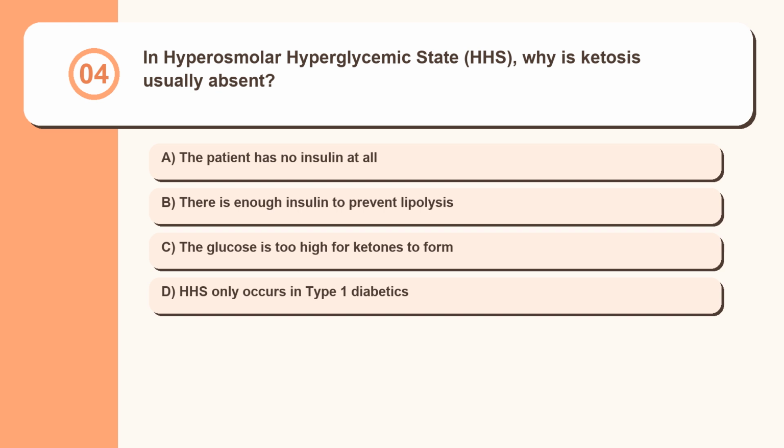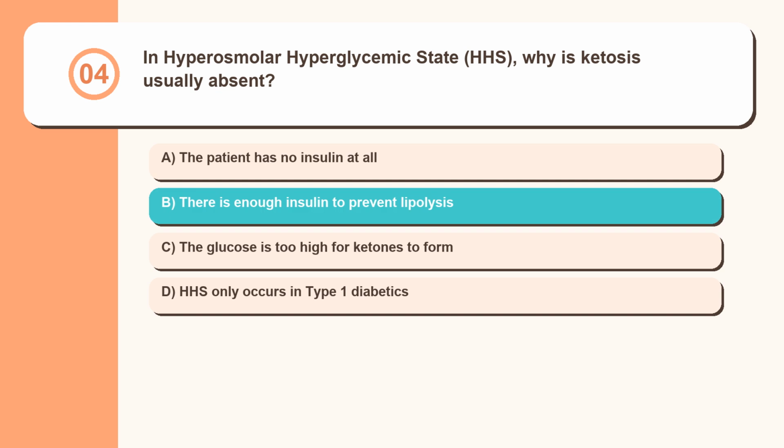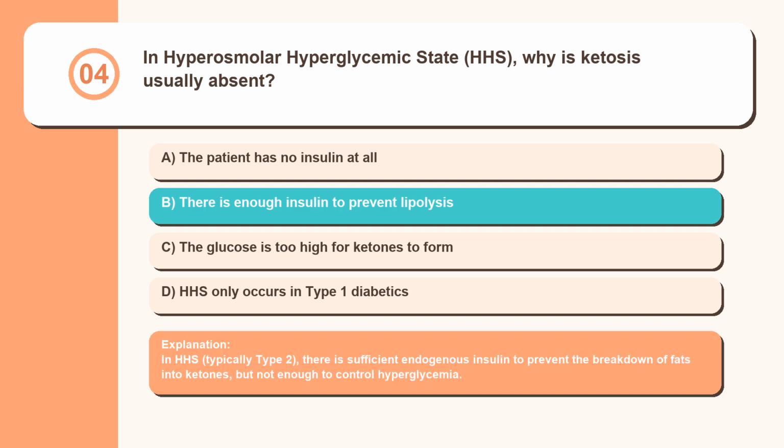Question 4. In hyperosmolar hyperglycemic state, HHS, why is ketosis usually absent? The patient has no insulin at all. There is enough insulin to prevent lipolysis. The glucose is too high for ketones to form. HHS only occurs in type 1 diabetics. In HHS, typically type 2, there is sufficient endogenous insulin to prevent the breakdown of fats into ketones, but not enough to control hyperglycemia.